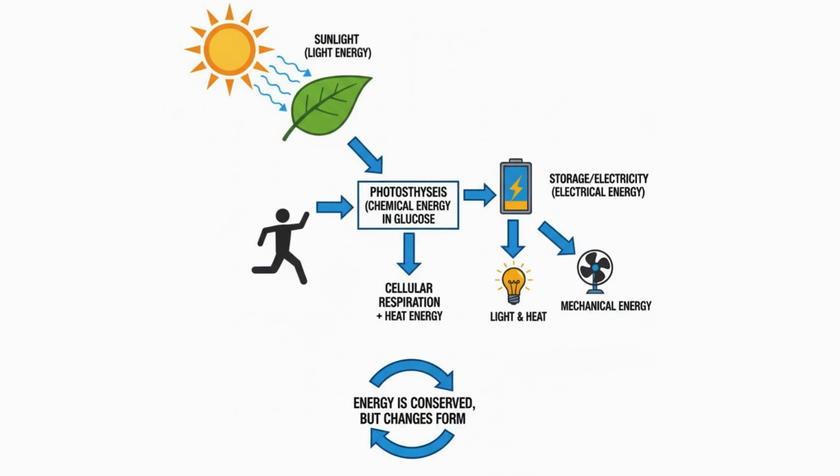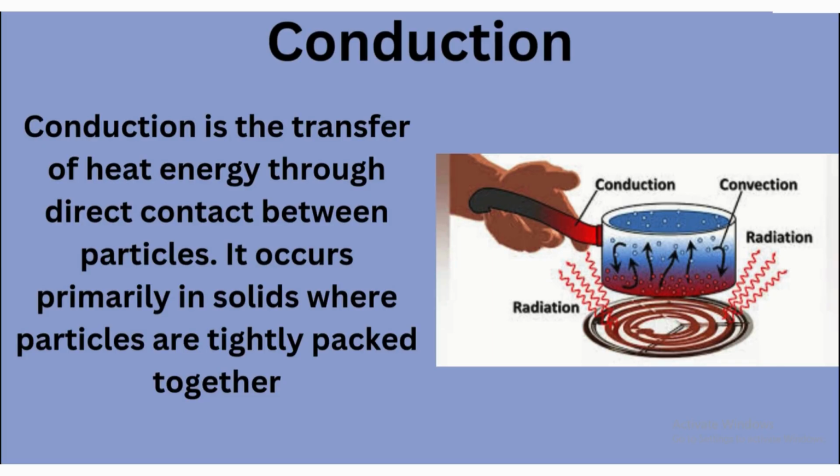So these concepts we will discuss one by one with their respective examples and types of energy conversion. The first type of energy transformation is the conduction process. Conduction can be defined as the transfer of heat energy through the direct contact between the particles, right? It basically occurs in solids where the particles are tightly packed together, right?